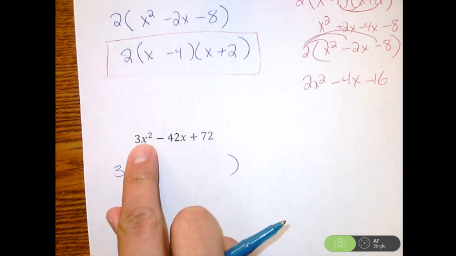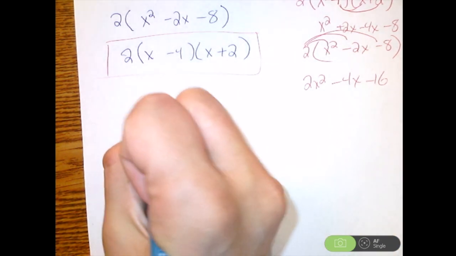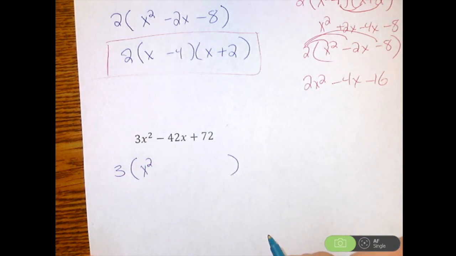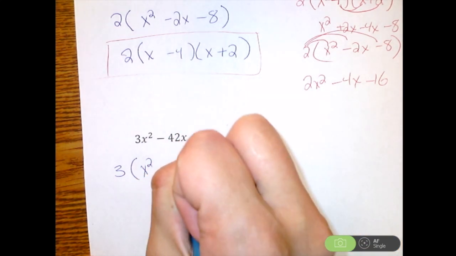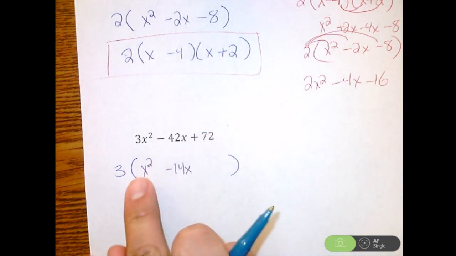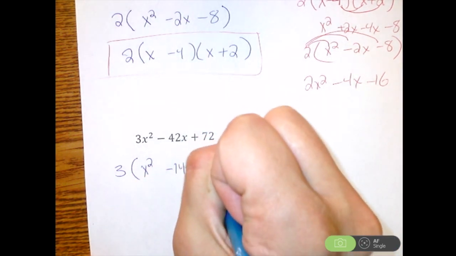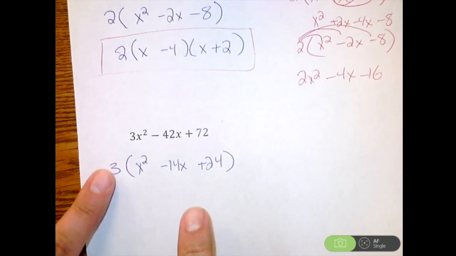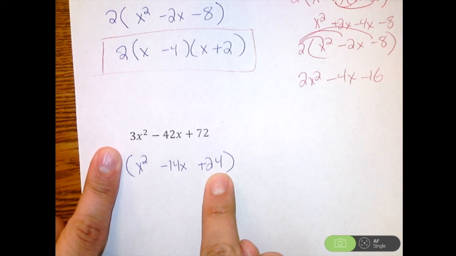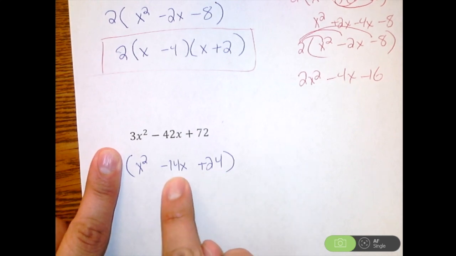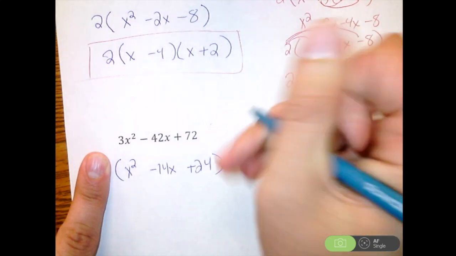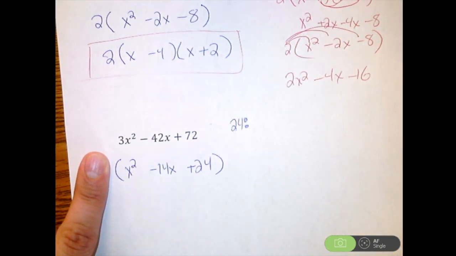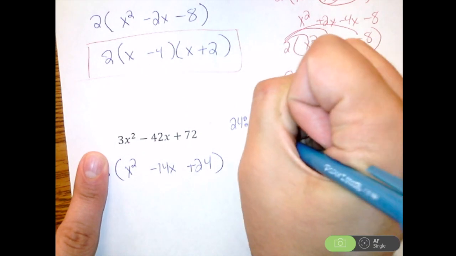If I take 3x squared divided by 3, I get x squared. -42x divided by 3 is -14x. And 72 divided by 3 is 24. So don't worry about that 3 for now. Worry about this. Find two numbers that multiply to 24 and add to -14. Again, it might help to write out all the pairs of numbers that multiply to 24. It might help you visually see it, because a lot of times kids will sit there and stare at it. It does nothing for them.